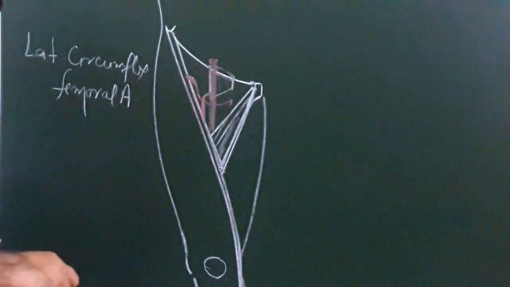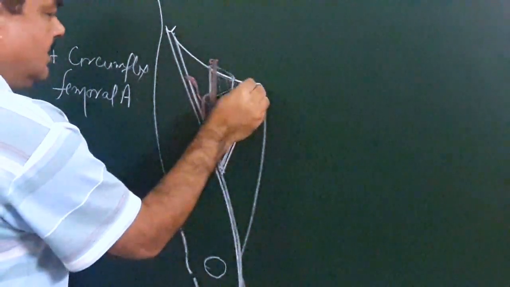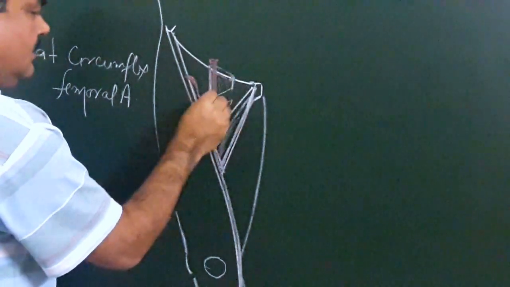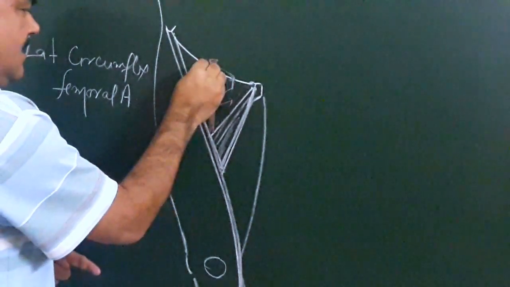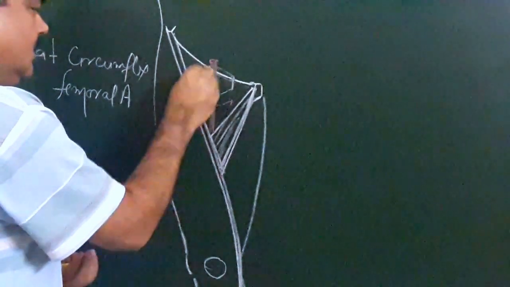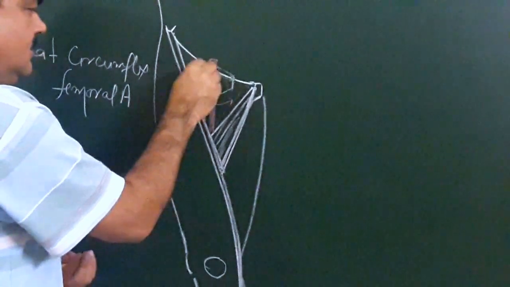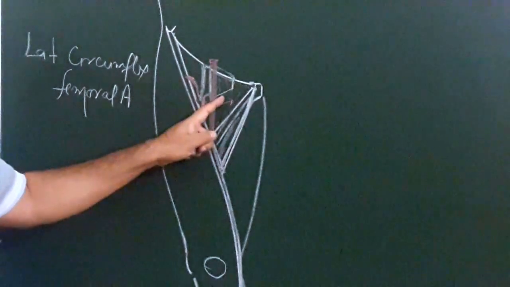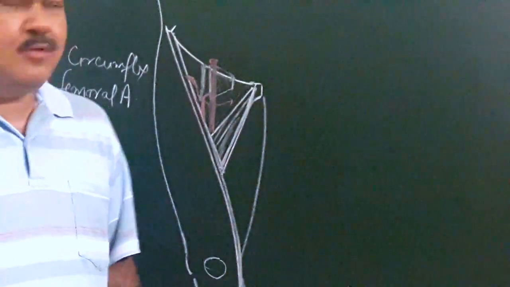From here to here, deep to this, there is the pectineus. This part is iliacus, and here is the tendon of psoas major. So this is psoas major, this is iliacus, here is pectineus, this is adductor longus. These structures form the floor of the femoral triangle.